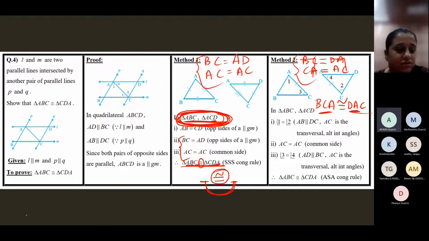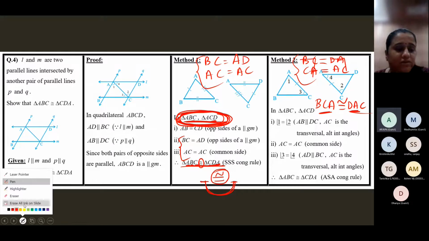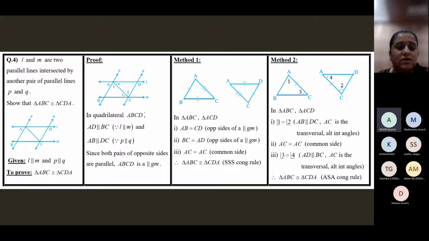All right, children. So that's how we proved it. Now, why was it important to prove that quadrilateral ABCD is a parallelogram? Because we've used the properties of the parallelogram here. Opposite sides of a parallelogram are equal. For that reason, you'll have to prove that quadrilateral ABCD is a parallelogram. Only then you can use this and this: AB is equal to CD and BC is equal to AD.